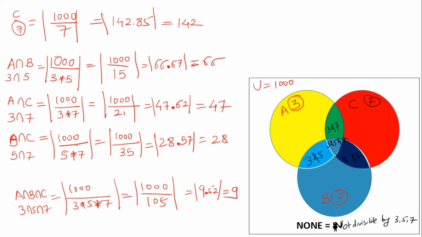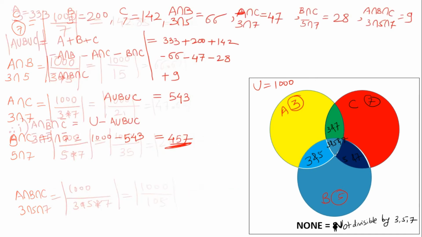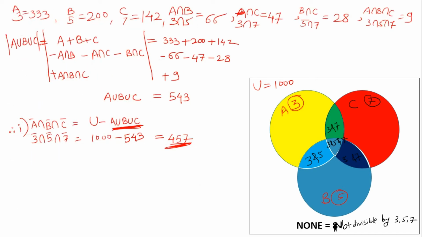In the same way, proceed for the next element. Numbers which are divisible by 3 and 7 will be 1000 divided by 3 into 7, which will give me the final answer, that is 47. Numbers which are divisible by 5 and 7 will be 1000 divided by 5 into 7, which will give me the answer, that is 28. Numbers which are divisible by 3 and 5 and 7 will be calculated as 1000 divided by 3 into 5 into 7. So it will be 1000 divided by 105, and we just have to take only the integer portion of the result. It will be 9. So this is the data I am having regarding the numbers 3, 7 and 5.